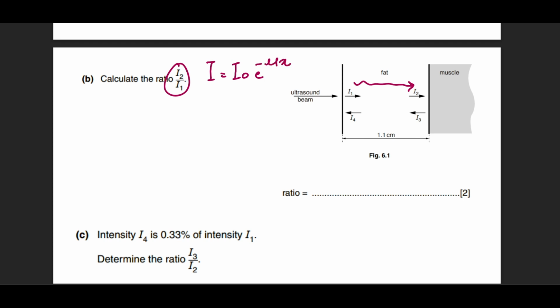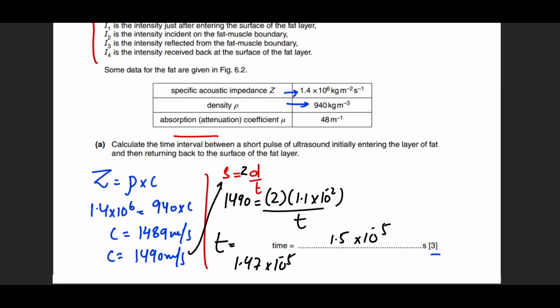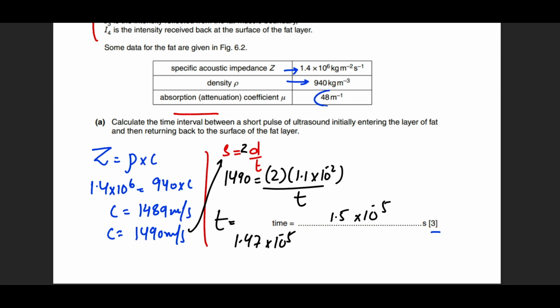But what's I and what's I naught in this situation? I0 is generally what was introduced. So I1 was introduced, so this is going to be called I1. I is what is being received. So I2 is being received at this end, so I will take that as I2. This is going to be e raised to the minus mu x. Okay. Now, since the ratio I2 to I1 was asked from me, I will arrange this equation, take this I1 over there. This is going to look like I2 divided by I1 equals e raised to the minus mu x. Now let's go back to the table. Let's see if we can find out the values. Mu is 48.